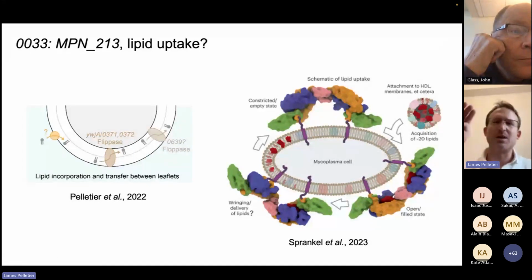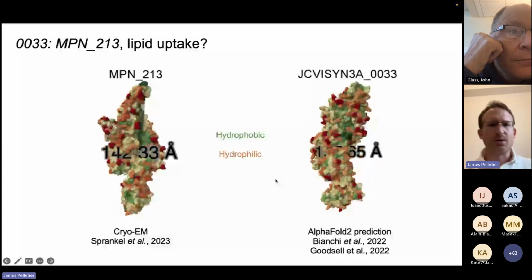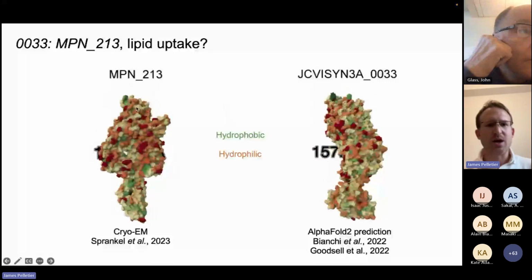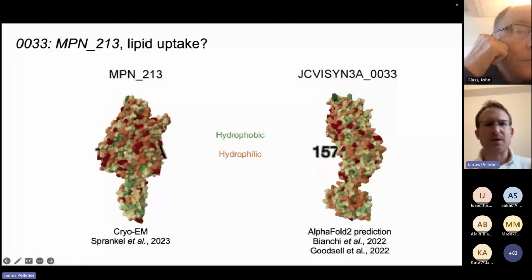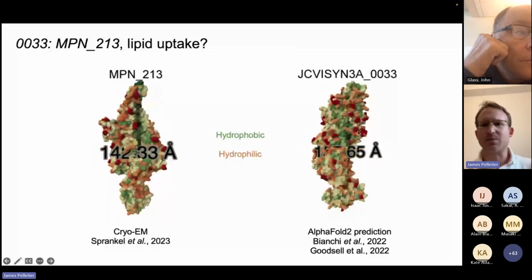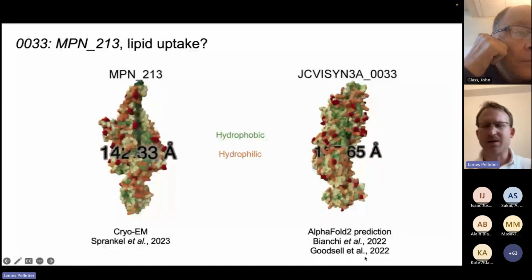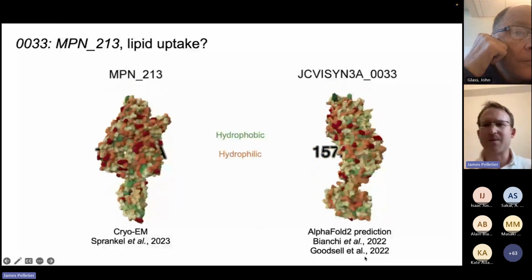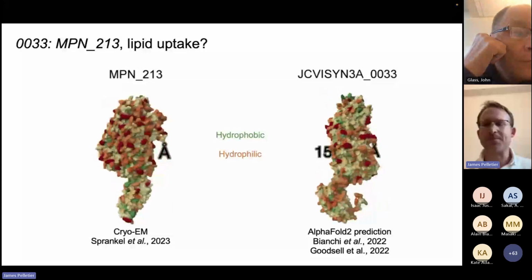It's distinguished by a large hydrophobic cavity that catches lipids. And then by a mechanism that's unclear, it incorporates those from this large hydrophobic cavity to the membrane. So this is now the cryo-EM structure of that gene from Mycoplasma pneumoniae, the hydrophobic cavity shown in green, alongside the predicted structure of gene 33 from David Bianchi's work. And David Goodsell in his recent paper also described a large protein distinguished by a large hydrophobic cavity.